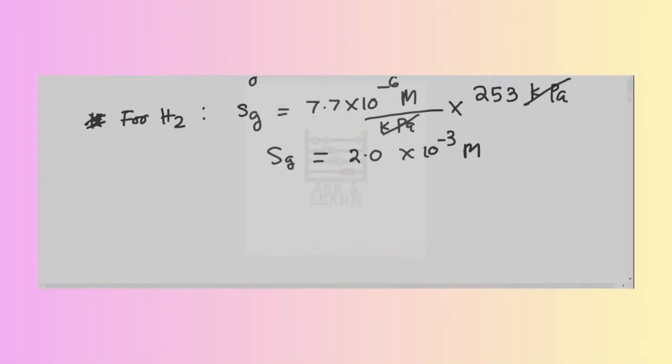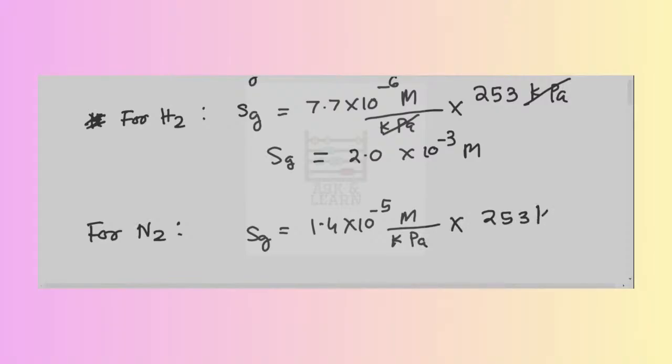Okay, now for nitrogen, the constant here is 1.4 times 10 to the power negative 5 molar per kilopascal times 253 kilopascal. And the Sg for nitrogen is 3.5 times 10 to the power negative 3 molar.